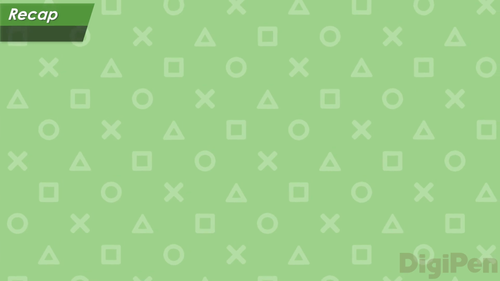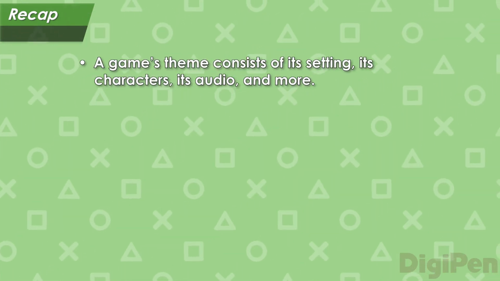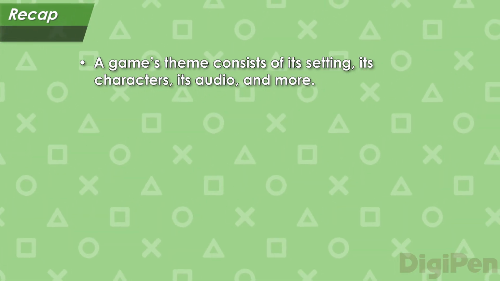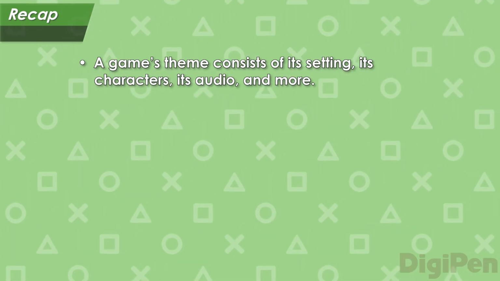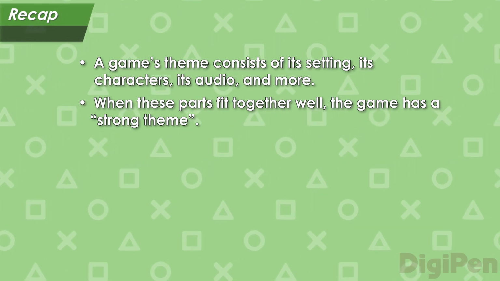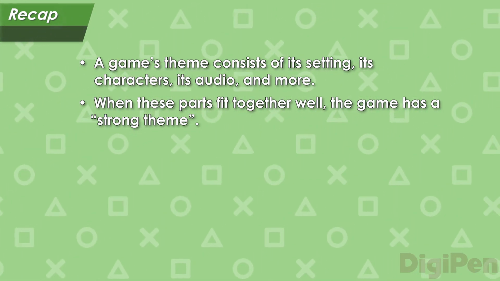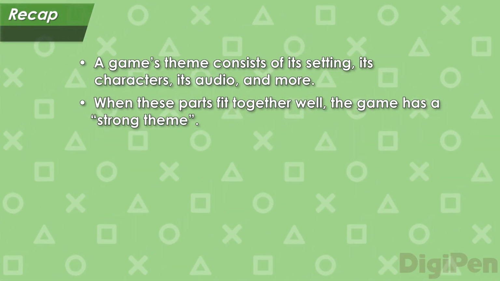Let's recap what we've learned in this video. First, we learned about the different elements that combine to form a game's theme, which include its setting, its characters, its audio, and more. We learned that when these parts fit together well, the game is said to have a strong theme. People tend to enjoy strongly themed games more.